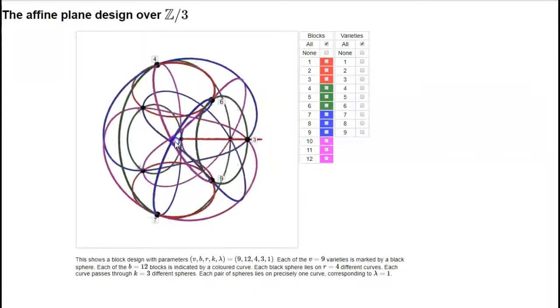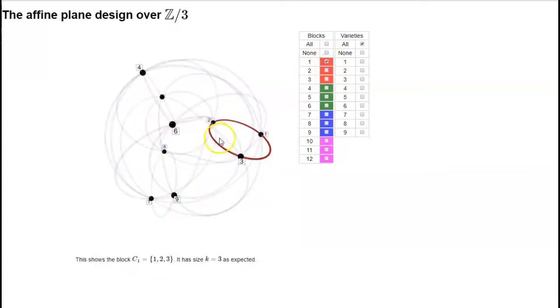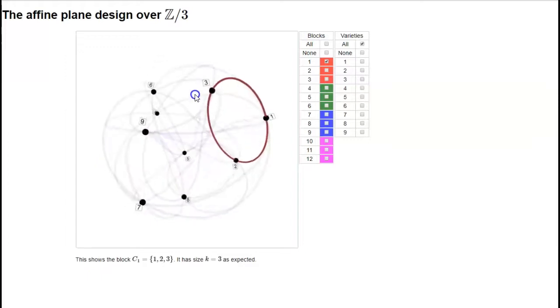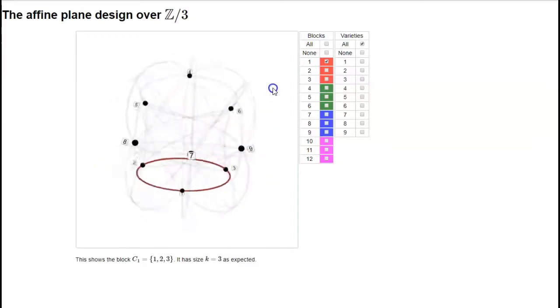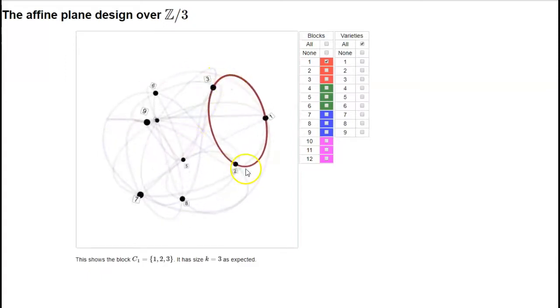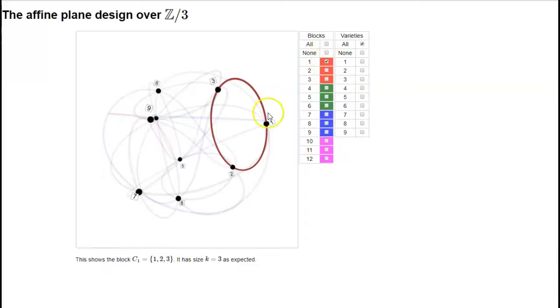Okay, so we just focus on one curve. The curves are 4 different colours: there are 3 red, 3 green, 3 blue, and 3 purple. And here's one of the red ones. The curve passes through precisely 3 of the blobs. The blobs are called varieties, numbered 1 up to 9, and the curves are called blocks. Each block consists of 3 varieties. So this block number 1 here consists of varieties 1, 2, and 3.